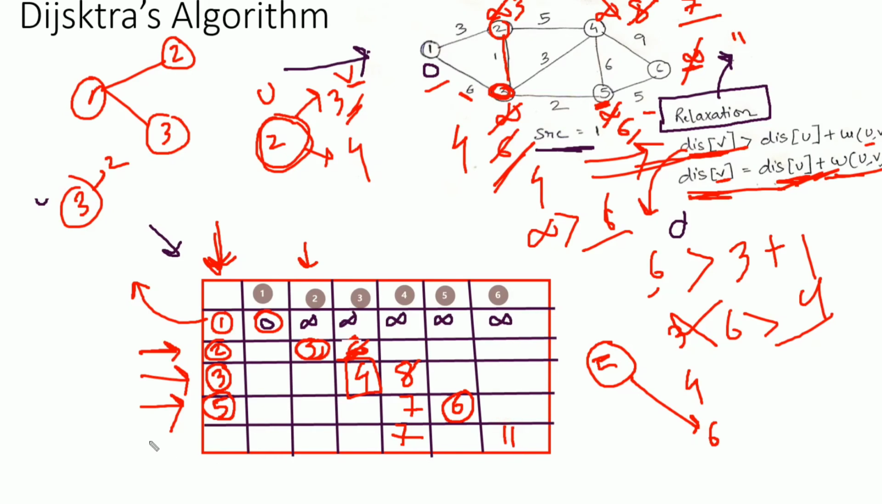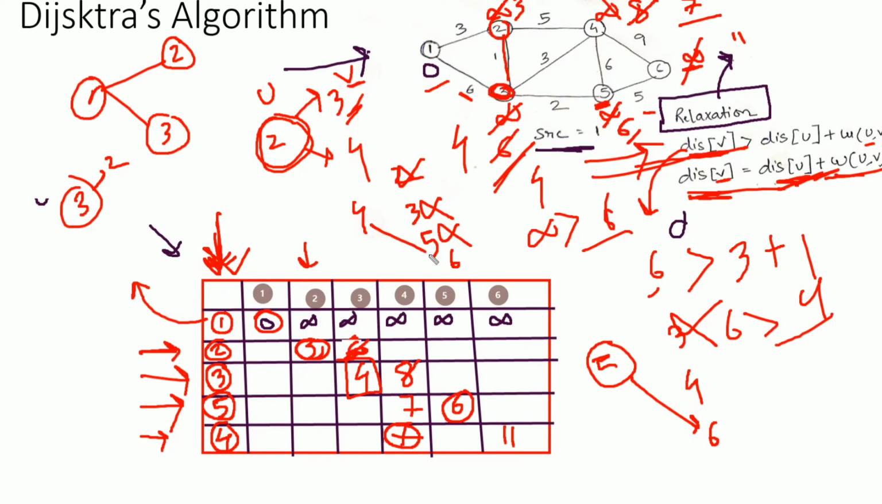Now next, in this row, I find that the minimum value is 7 for vertex 4. So I'll include this in the SP set and I'll start iterating its adjacent vertices. If we see in the graph, the adjacent of vertex 4 are 2, 3, 5 and 6. But in this set, we find that 2, 3 and 5 are already visited.